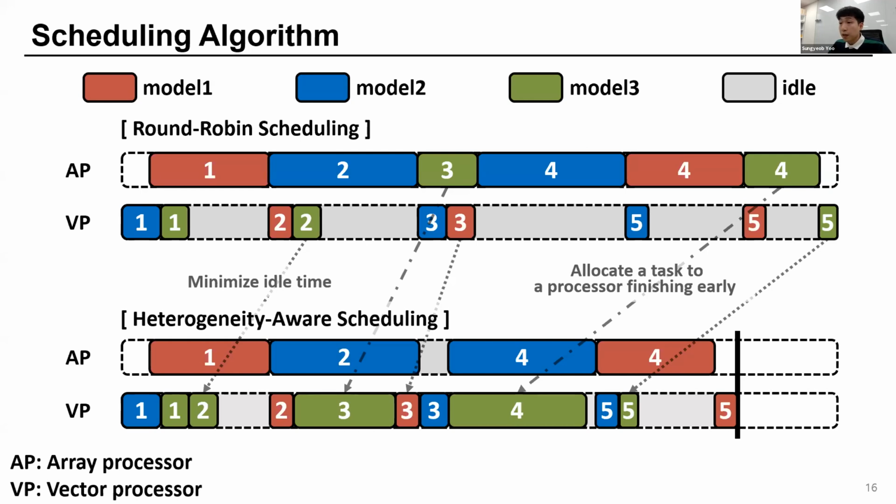In consequence, it leverages heterogeneous performance behavior. If you look at green box 2, red box 3, and green box 5, you can see the vector processor performs computation instead of being idle. Also, if you look at green box 3 and green box 4, you can see the vector processor performs the task instead of the array processor. It reduced the computational load of the array processor and the total computation time. With this characteristic, HAS achieved better resource utilization and better computation time compared to round-robin scheduling.